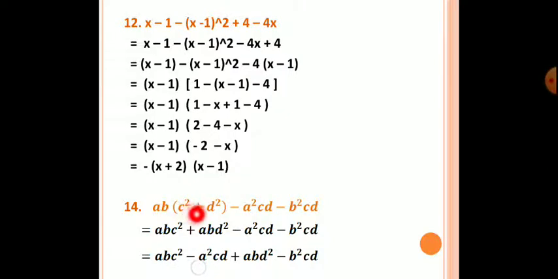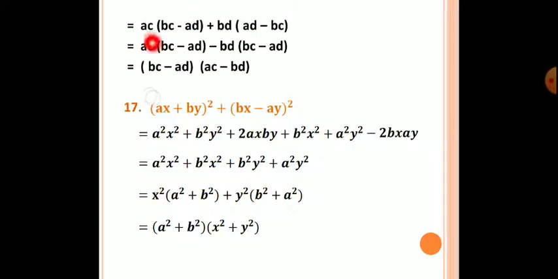ab(c² + d²) - a²cd - b²cd. We'll multiply the first term, ab into c² is abc², plus ab into d² is abd², minus a²cd minus b²cd. Here we have rearranged the terms a bit. In the next step we have written it as abc² - a²cd + abd² - b²cd.